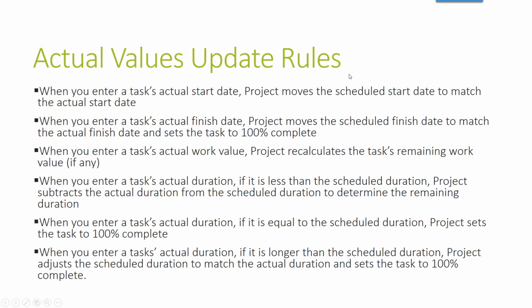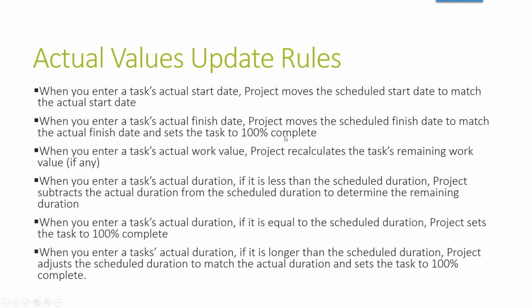So here are some rules for value updates. When you enter a task's actual start date, Project moves the scheduled start date to match the actual, right? So you schedule it to start on February 10th. It doesn't really start until February 12th. You put that actual in, and Project is going to match them.